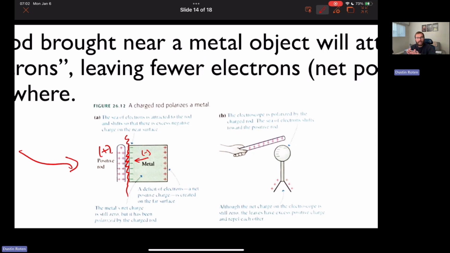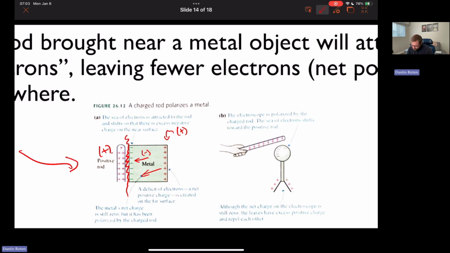At the same time, as that happens, all the electrons are moved away, leaving just these positively charged protons in the nuclei over here, right? Because in a neutral object, the electrons will be everywhere, but since they get moved over to one side, you sort of leave a deficit on the right-hand side, the deficit of electrons, if you will. Same thing with this electroscope.